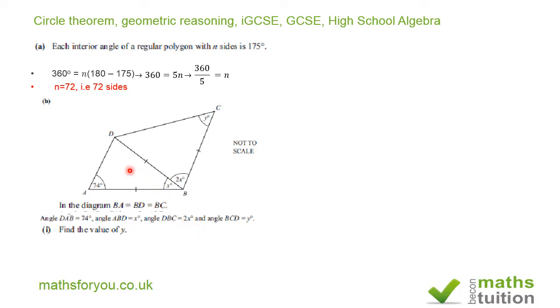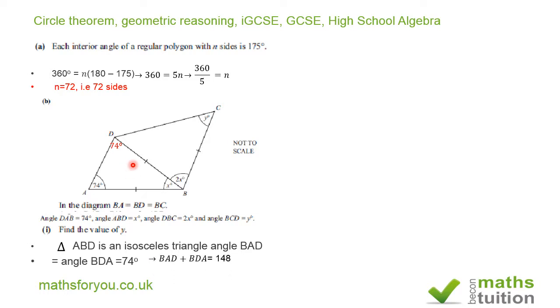Okay, now to find the value of y, firstly I need to consider this triangle here. Now this triangle is clearly an isosceles triangle, and if this is 74 degrees, this must also be 74 degrees. Now if we add 74 to 74, we have 148. Because the sum of the angles in a triangle is 180 degrees, if we then subtract 148 from 180, that should give us the value of x there. So x has got the value of 32.